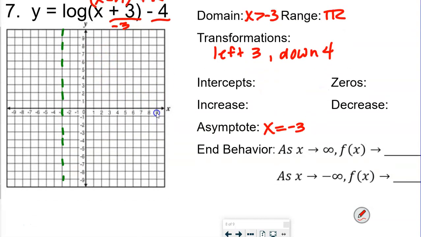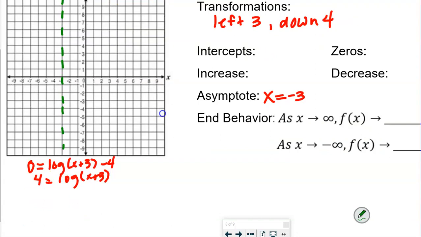Let's solve for the x-intercept first. So we're going to put 0 for y. That's 0 equals log of x plus 3, minus 4. We're going to add 4 to both sides, so 4 is equal to log of x plus 3. Remember that when there is no base, our base is 10. So I'm going to put 10 right here, because now we're going to say 10 to the 4th is equal to x plus 3. So that's 10,000 is equal to x plus 3. We're going to subtract 3 from both sides, so 9,997 is equal to x.